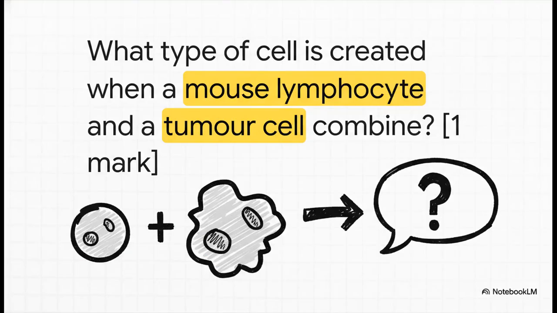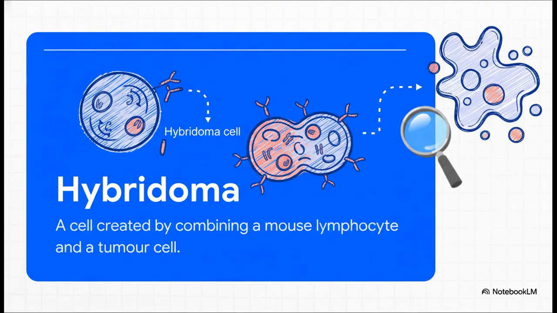Okay, time for a quick-fire round. Just 1 mark for this one. It's a straight-up memory test. What do you call that special type of cell you get when you fuse a mouse lymphocyte with a tumor cell? And the magic word is hybridoma, a hybridoma cell. This thing is like a biological superhero. It gets its power to make antibodies from the lymphocyte, and it gets its power of immortality, dividing forever, from the tumor cell. Pretty clever, right?